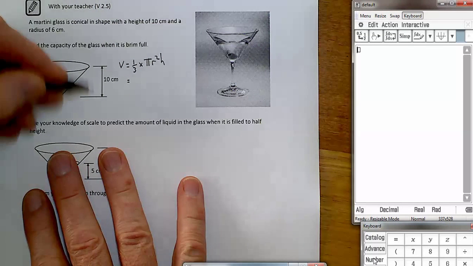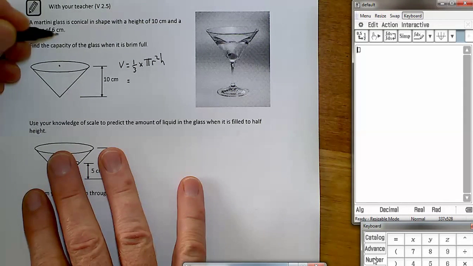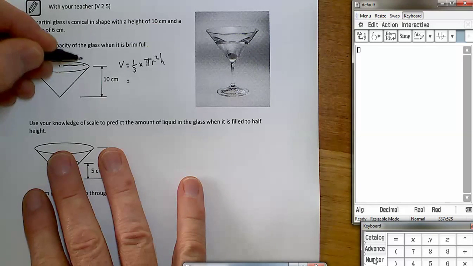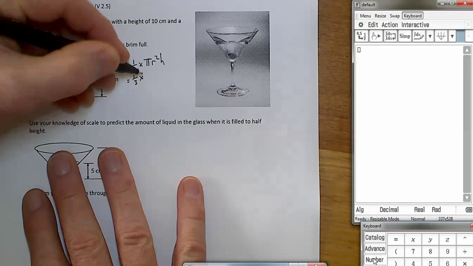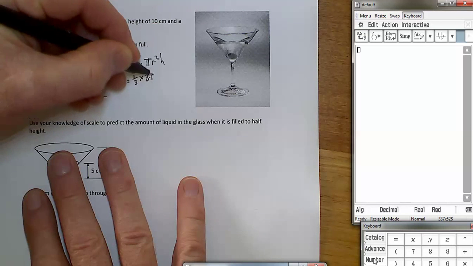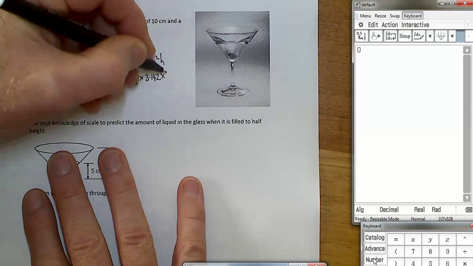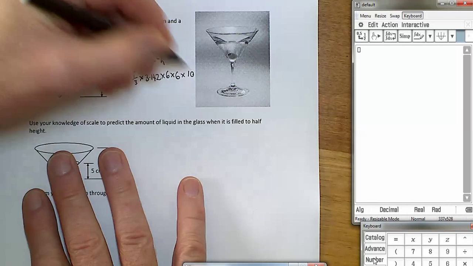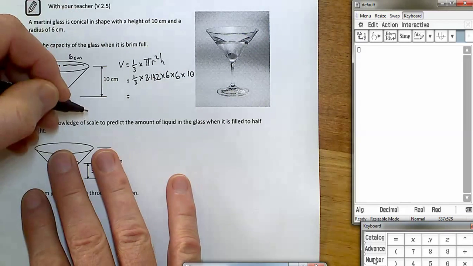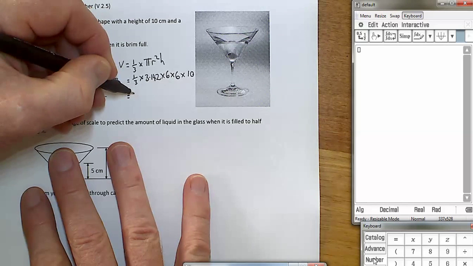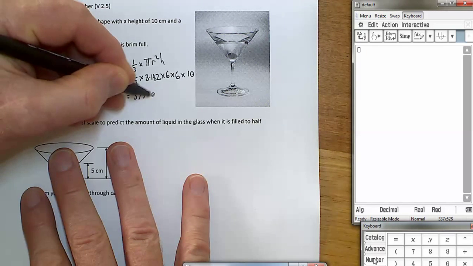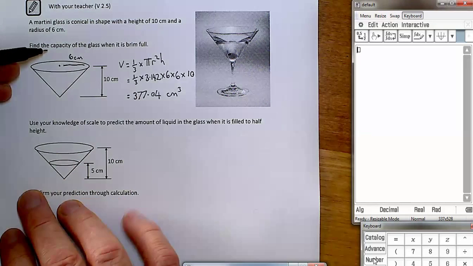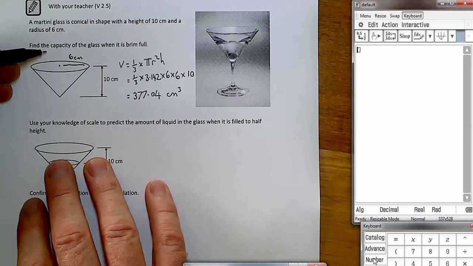This has got a height of 10 and a radius of, it says, 6 centimetres. They're not marked in, we'll put it in here. So 1/3 times 3.142 times radius squared, 6 times 6, times the height, which is 10. Now, I've worked this one out beforehand. It works out to be 377.04 centimetres cubed.